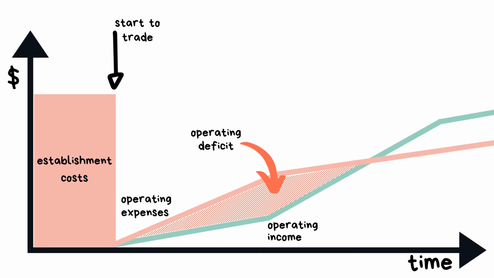If we look at this graph, let's imagine what happens if we are too optimistic about the establishment costs. If we underestimate how much startup funding is needed, we won't have enough money to pay for everything we need to operate the social enterprise effectively.